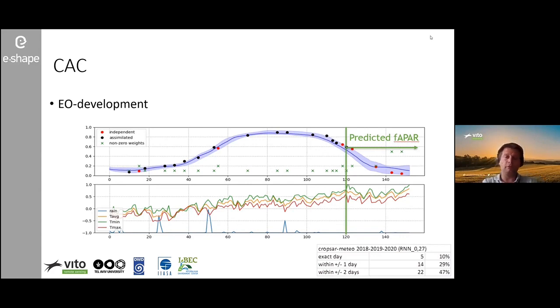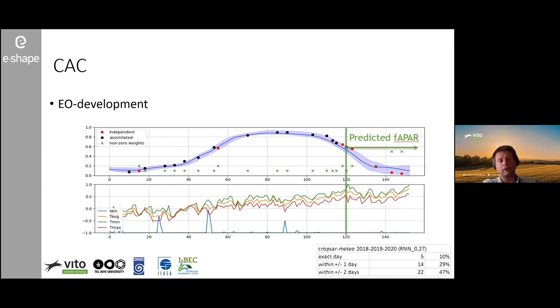So we developed a service based on that, and then you can see the results, how well we did. How well were we able to predict the optimal harvest date on the exact day, or within a 1-day or 2-day window, which was a requirement.